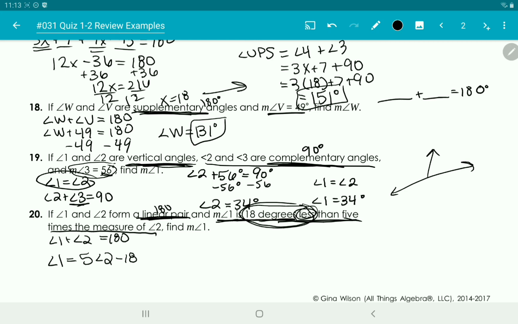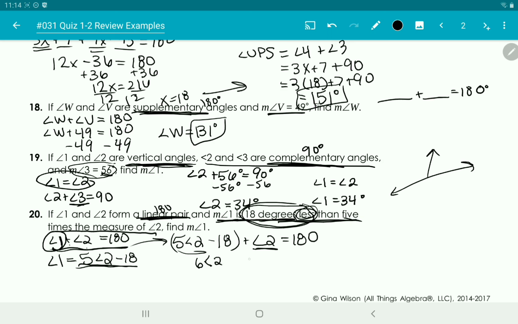Now we need to find angle 1. We know that angle 1 is equal to this, and we know that this has angle 1 in it. So instead of writing angle 1, we write what we know it's equal to: 5 times angle 2 minus 18. And then we copy the rest of this: plus angle 2 is equal to 180. We can solve for angle 2 using this. So we have 5 angle 2's plus 1 more angle 2, which gives you 6 angle 2. We still have this minus 18 equals 180.